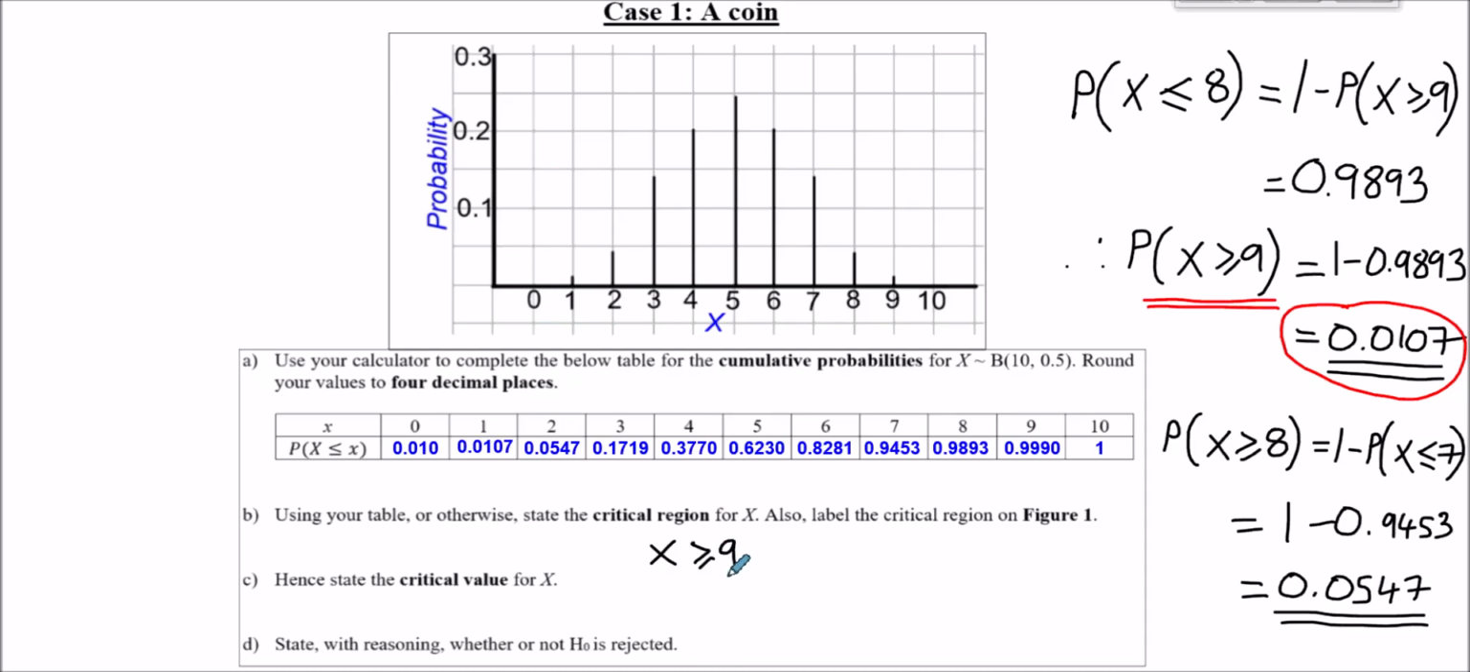So another way we can think of this is as such. We could think of this either as saying the critical region is x greater than or equal to 9, or we could just say x equals 9 or 10. So it says here to label the critical region on figure 1. So the critical region here is 9 or 10.